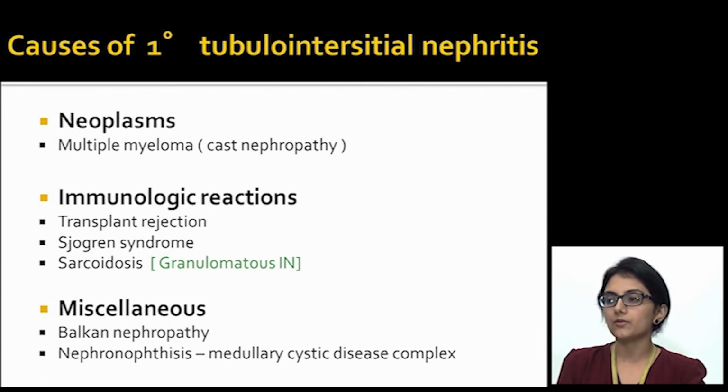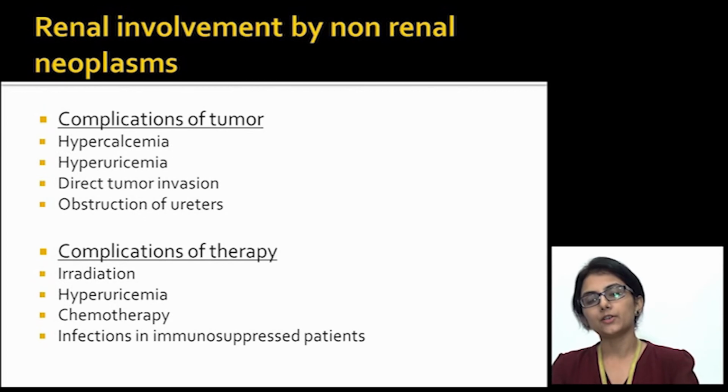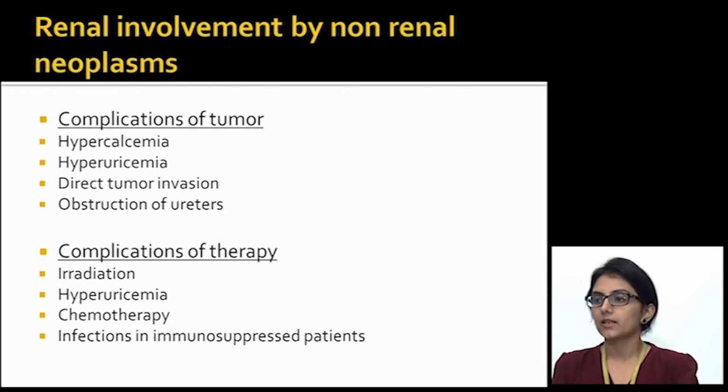Right, we move on now to neoplasms. The kidney can be involved by non-renal neoplasms in indirect ways. This could be a complication of the tumor itself. For example, hypercalcemia as a paraneoplastic syndrome in patients with small cell carcinoma of the lung. You can get hyperuricemia, direct tumor invasion, for example, from an adrenal tumor, or obstruction of the ureters, which can happen, for example, if a CA cervix extends into the pelvic cavity.